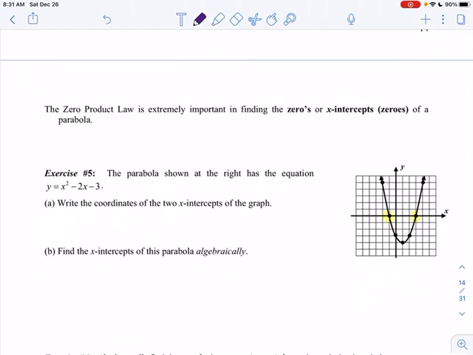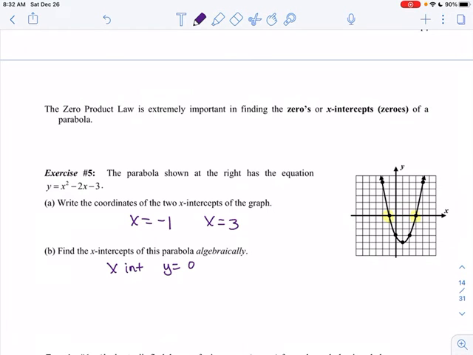So basically I'm looking where I'm highlighting right here. My two x-intercepts: x is equal to -1 and x is equal to 3. Okay, those are my x-intercepts. And now let's find the x-intercepts of this parabola algebraically. So my x-intercepts are when y equals 0.